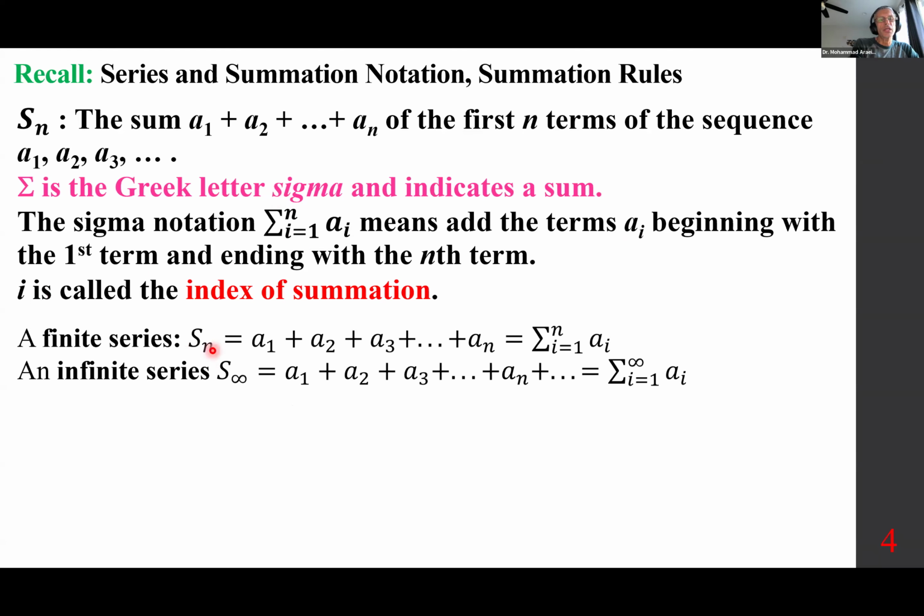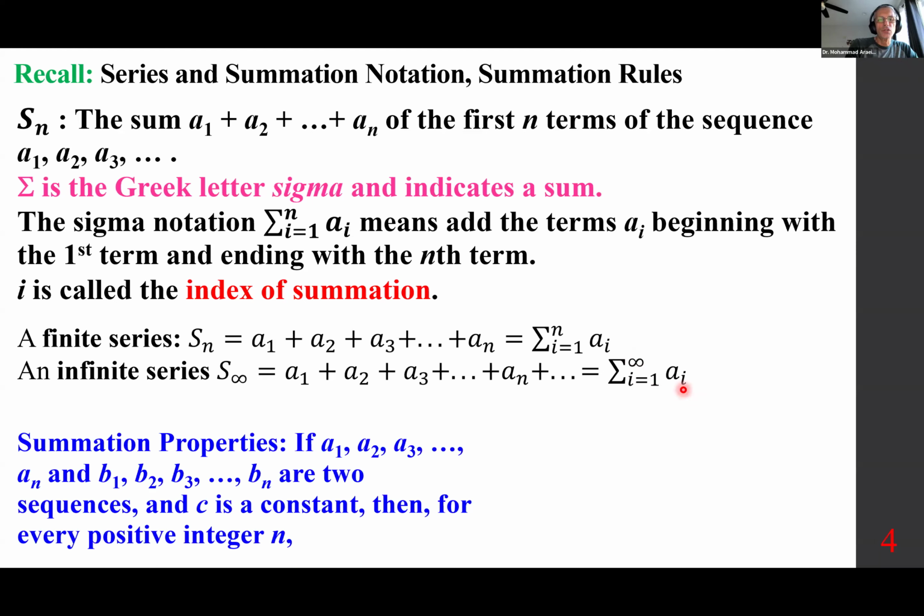A finite series S sub n ends at n, summation of i from 1 to n of a sub i. But an infinite series, S sub infinity, just keeps on going. So the summation of i from 1 to infinity of a sub i.